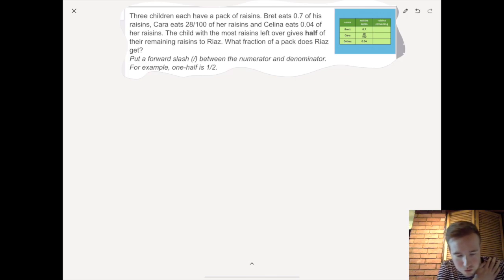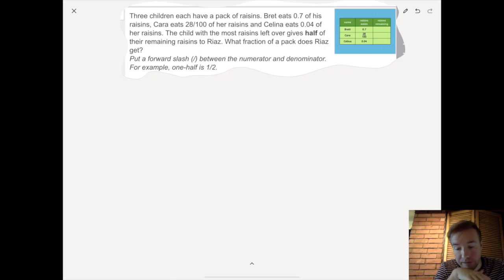So I'll read it through first of all. 3 children each have a pack of raisins. Brett eats 0.7 of his raisins. Cara eats 28 out of 100 of her raisins. And Selena eats 0.04 of her raisins. The child with the most raisins left over gives half of their remaining raisins to Riaz. What fraction of a pack does Riaz get? And then this bit at the bottom is just about how to put your answer into the software.